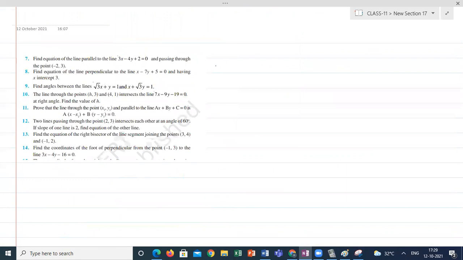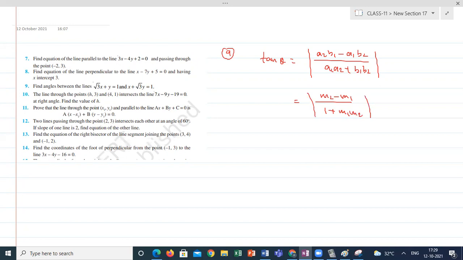Find the angle between the lines. Ninth question, try. What is the formula for the angle between the lines, students? tan theta is equal to (A2B1 minus A1B2) divided by (A1A2 plus B1B2), modulus. Am I right? Yes, sir. Or (M2 minus M1) by (1 plus M1 M2). If we are unable to remember that A2, B1 and all, use the slope concept and find out the answer.